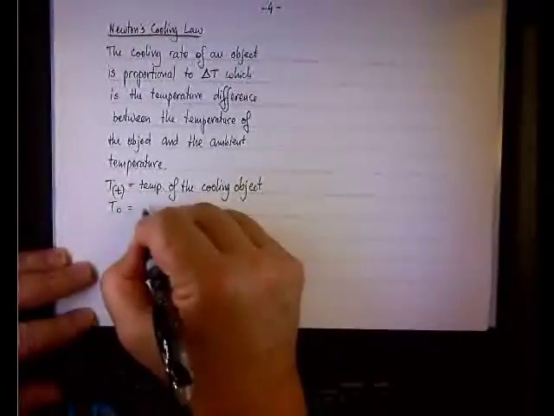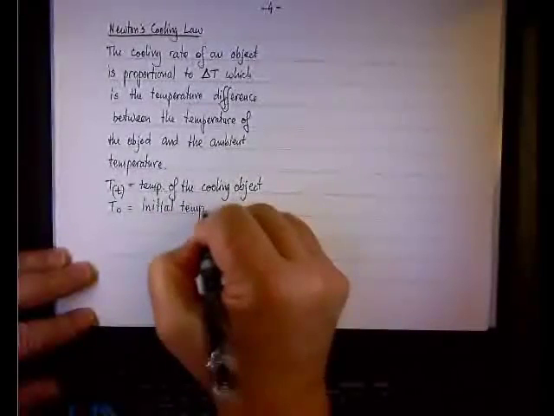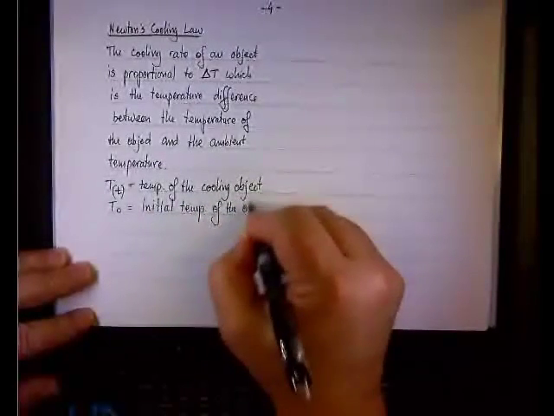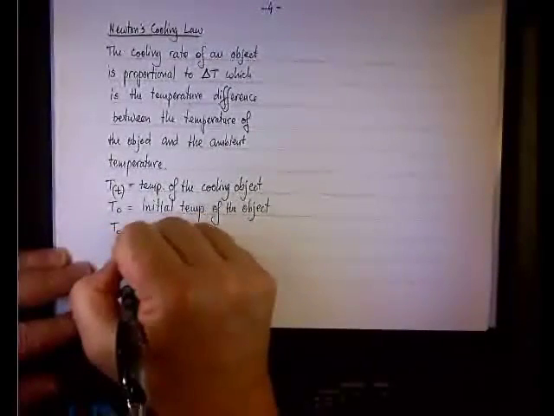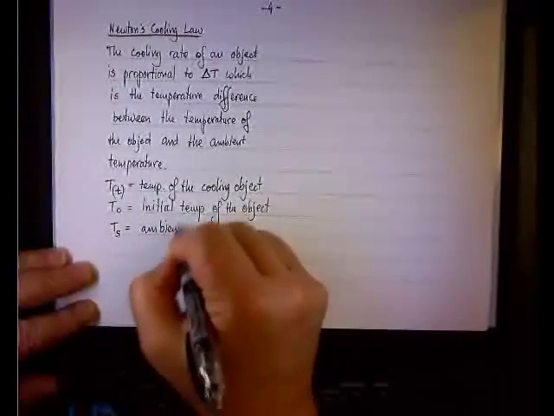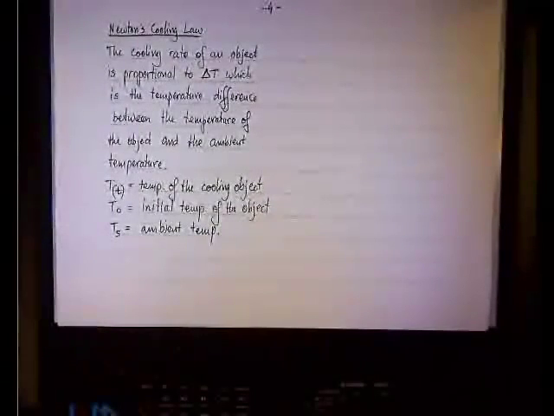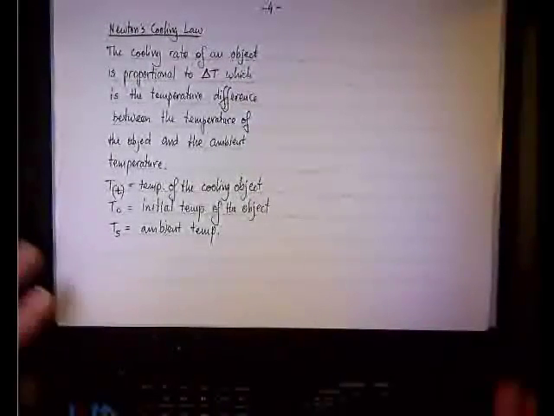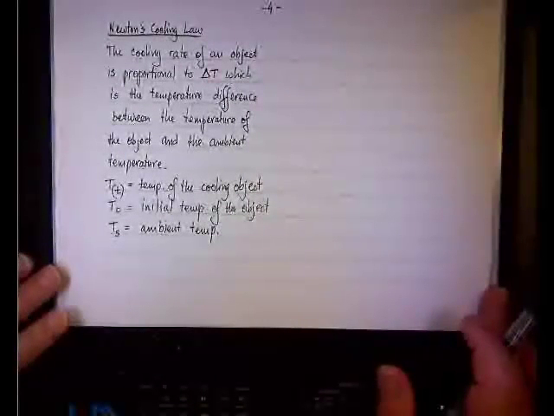T sub 0 will be the initial temperature. T sub S will be the environment or the ambient temperature. By that we mean, in the example of cooling inside the refrigerator, T sub S will be the temperature setup of the refrigerator. In the example that I gave you on the board, it's 35 degrees Fahrenheit.